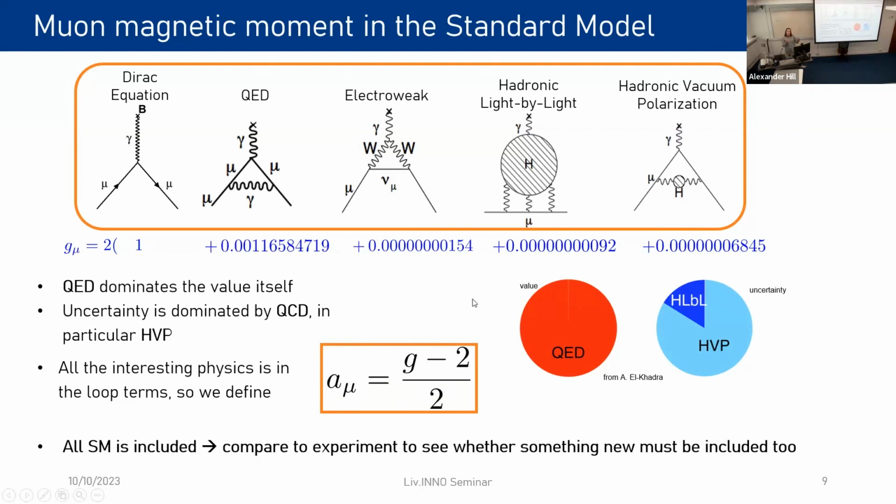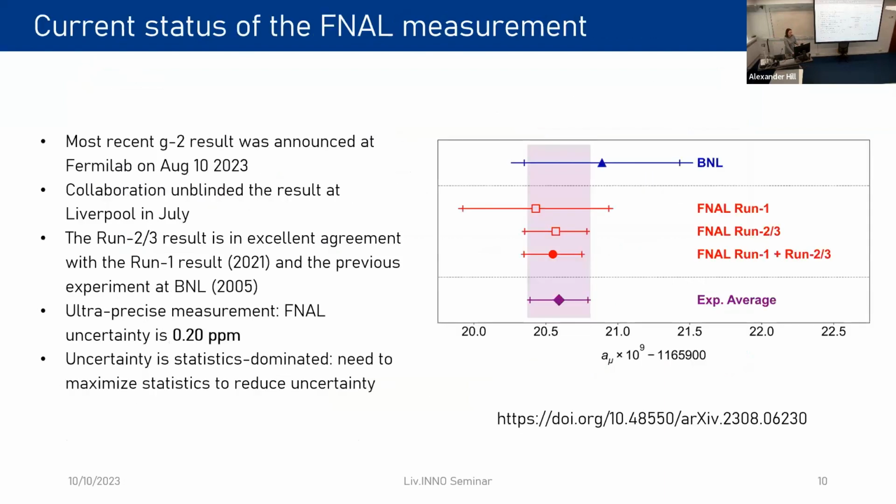So what we can do is combine our measurement with the standard model prediction, which includes everything that we know about in the standard model. And if the prediction and the measurement are different, then this could be a sign of new physics, because some other particle was causing an interaction that the standard model hadn't accounted for.